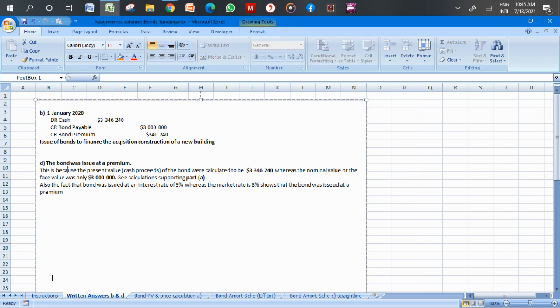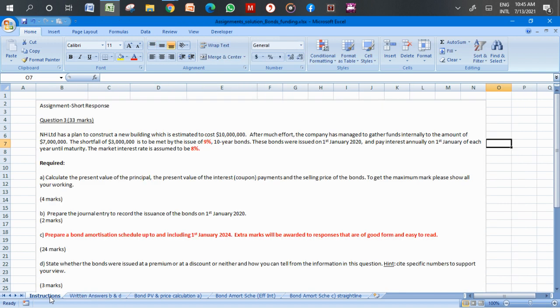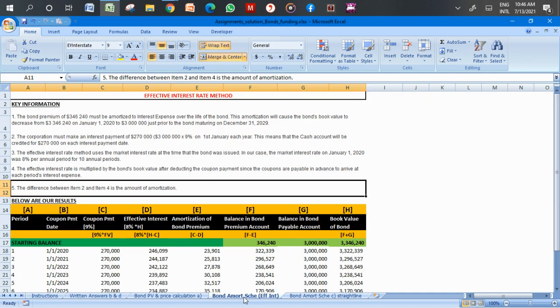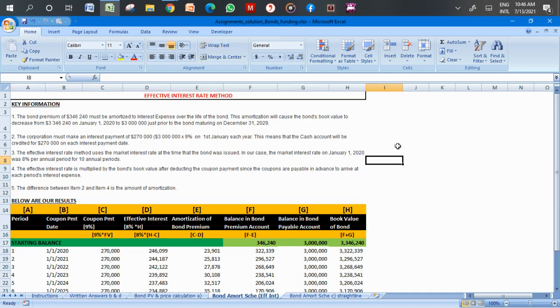Okay, so then we go to number C, prepare a bond amortization schedule up to and including the 1st of January 2024. So there are two methods to this question. We can use the interest rate method or we can use the straight line method. The interest rate method is quite challenging, but the straight line method is not really recommended, but it's easy. So we start with the interest method, then we can go to the straight line method. So this is the solution to the interest rate method.